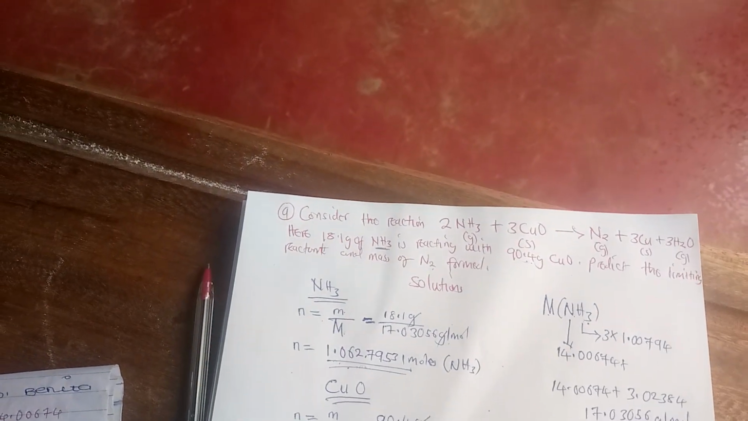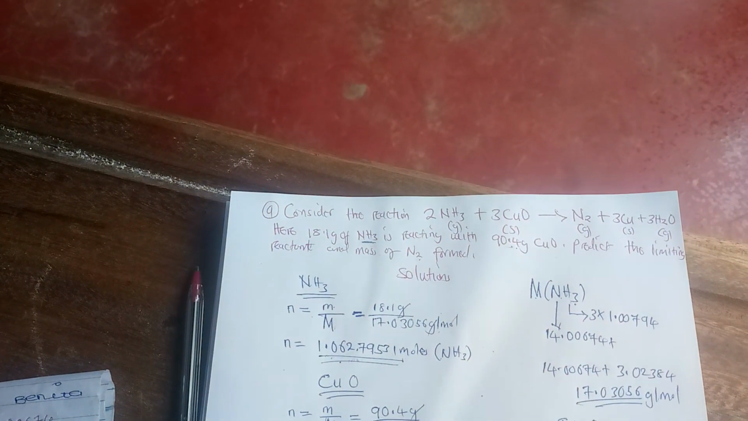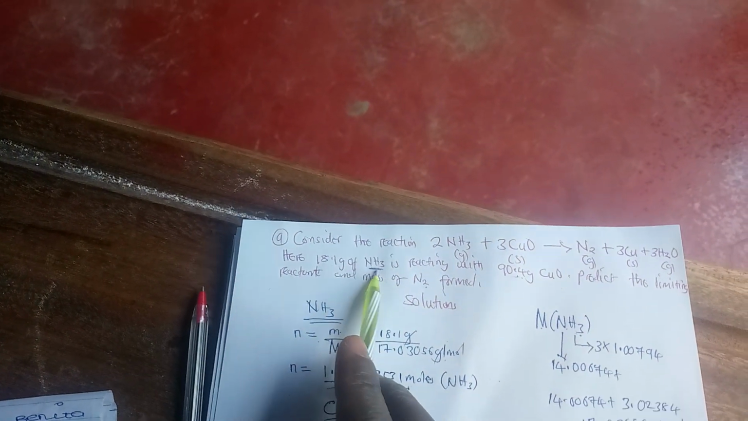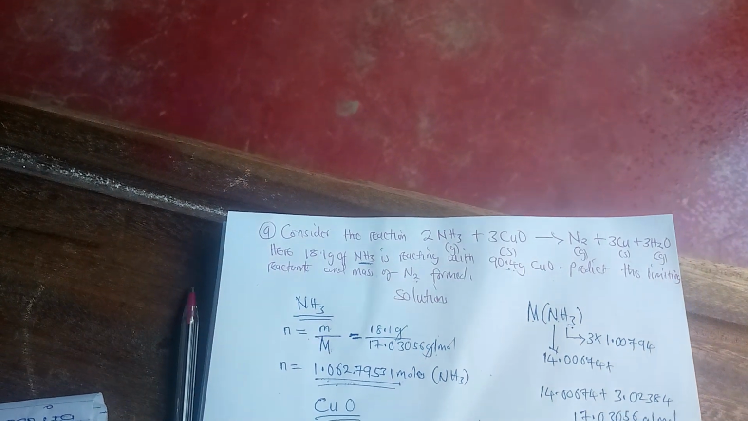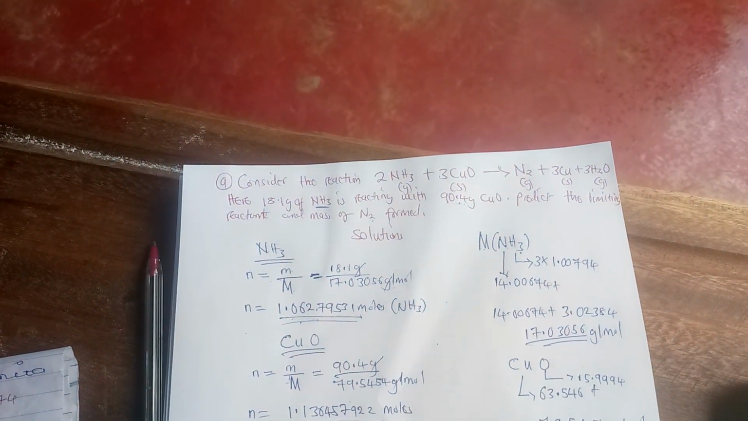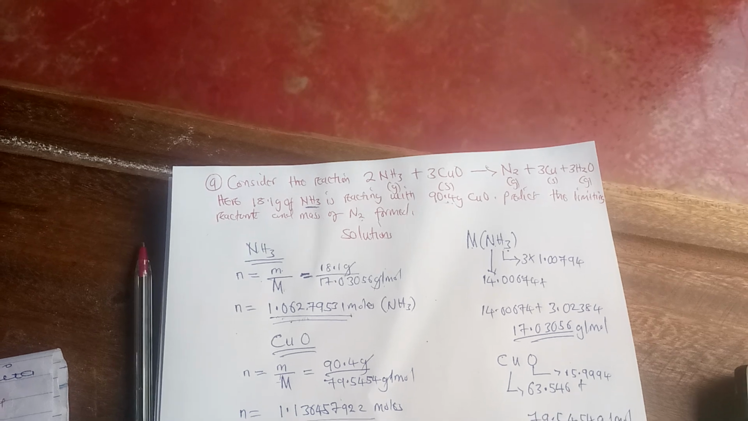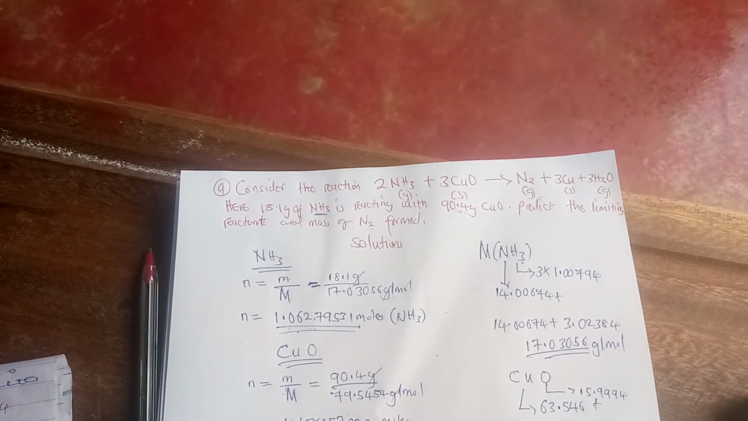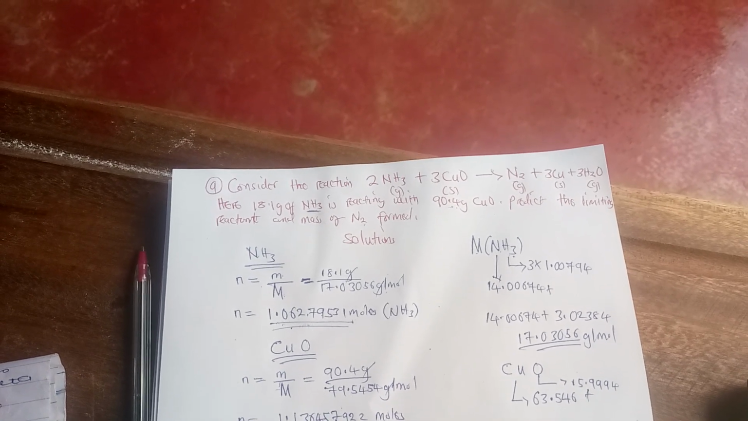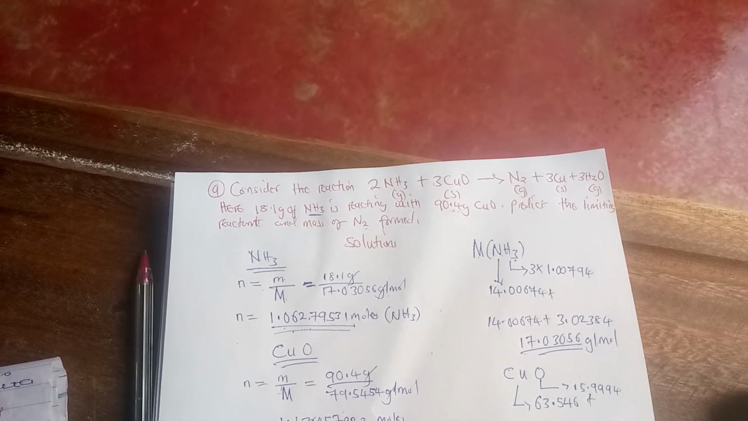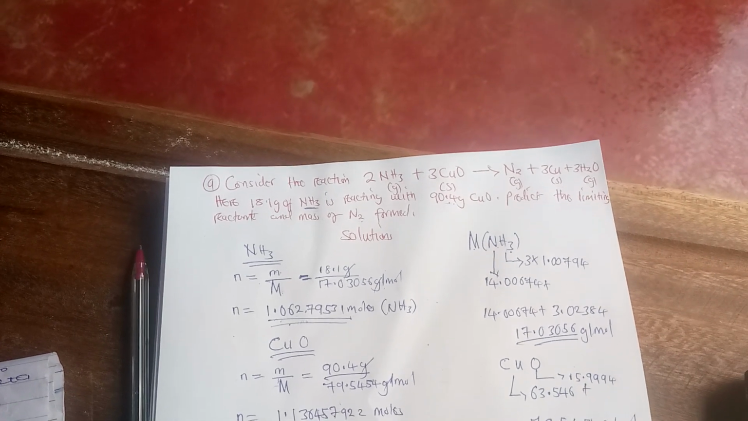Okay, so the shortest method here is, we know that ammonia is the limiting reactant, so we write the balanced chemical equation. We know it is 2NH3 plus 3CuO, which is copper 2 oxide, to give us nitrogen gas.